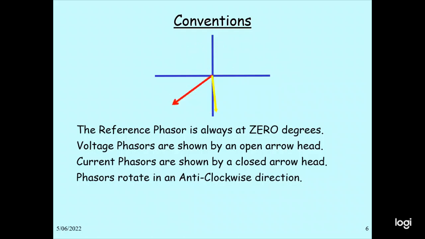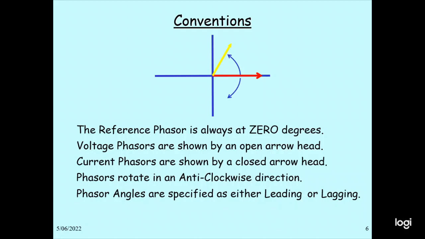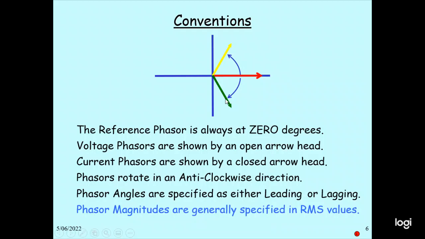Phasor angles are specified either leading or lagging. The top one is leading, this one is lagging. Phasor magnitudes are generally specified as RMS values.